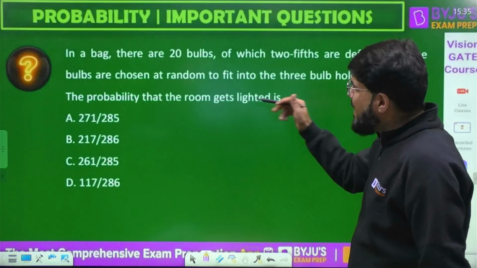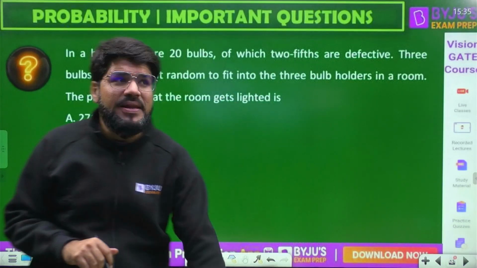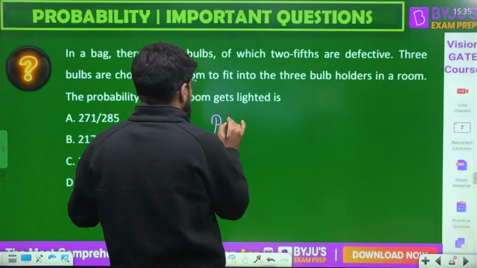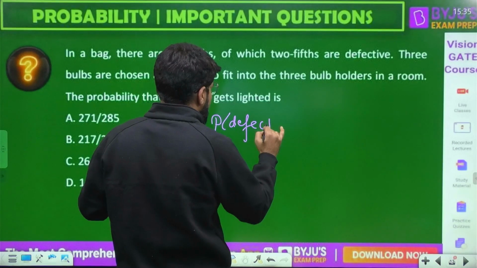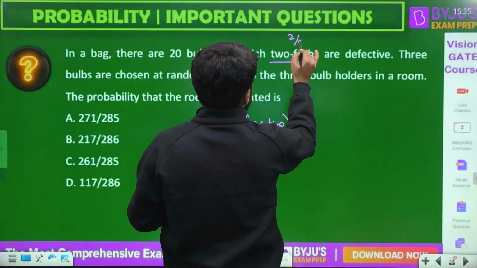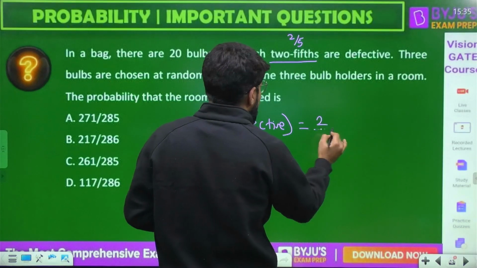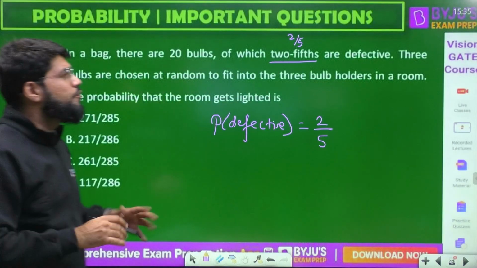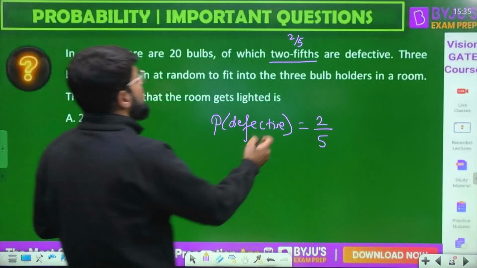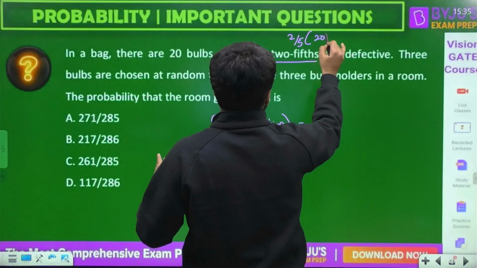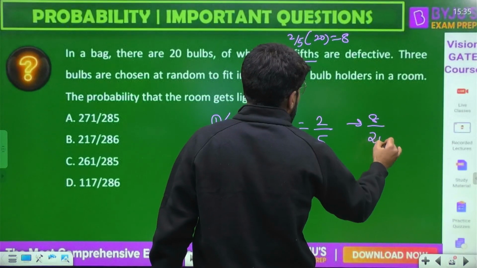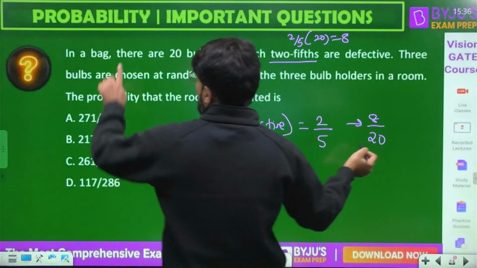Here it is. In a bag, there are 20 bulbs. Out of which 2/5 are defective. So first of all, what is the probability of a bulb being defective? 2/5. The probability of being defective is 2 by 5. Even if you want to calculate it, 2/5 of 20 will be equal to 8, so it is 8 upon 20. Favorable 8 are defective, total 20.